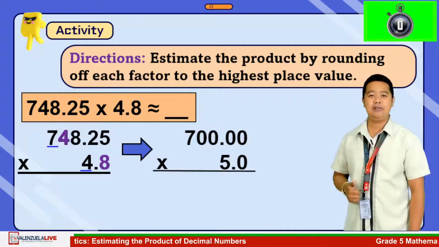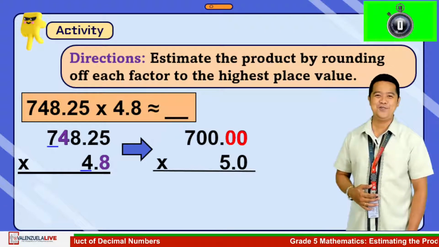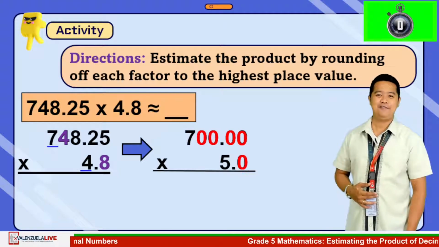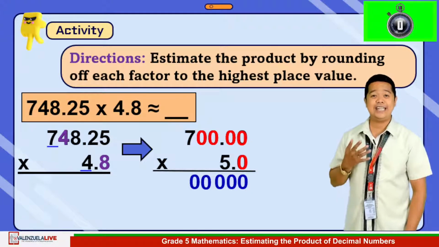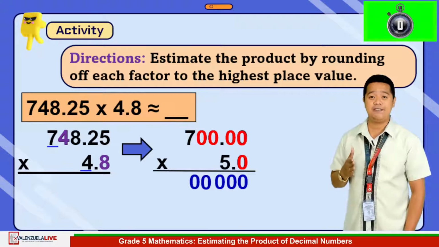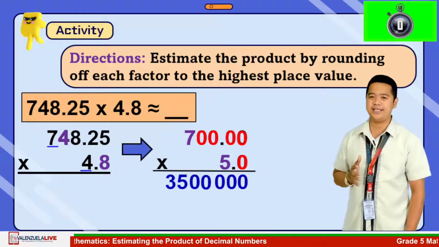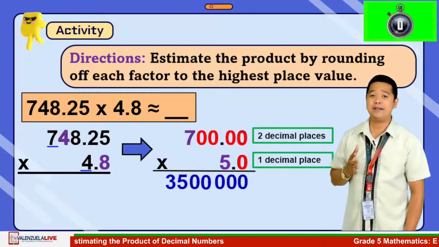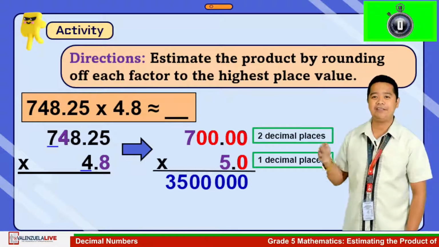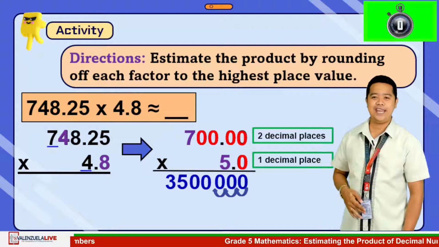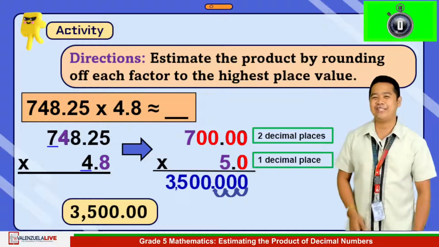And then multiply the rounded factors. Again, count the number of 0. 1, 2, 3, 4, 5. Write it, 5 zeros, and then multiply the remaining digits, which 5 times 7 is equal to 35. Again, count the number of decimal places. We have 3 decimal places, and we need to move the decimal point thrice from right to left. 1, 2, 3. Then put the decimal point here. Then the answer is 3,500.